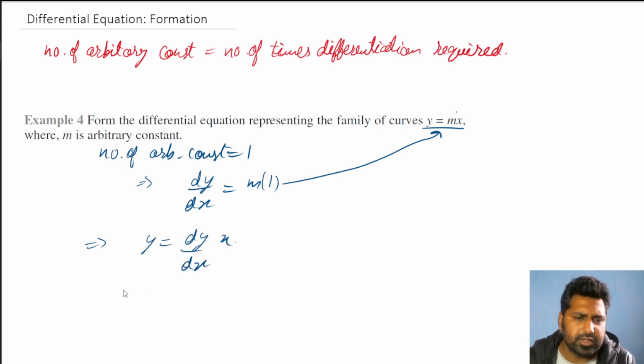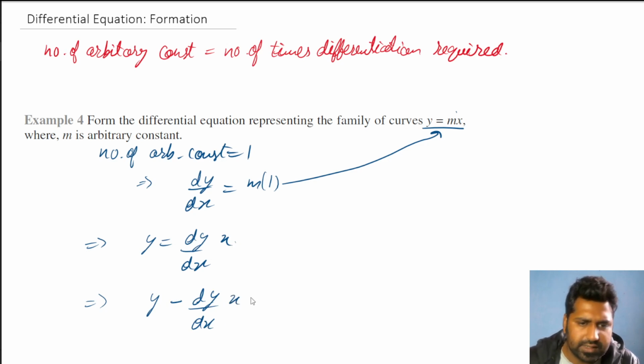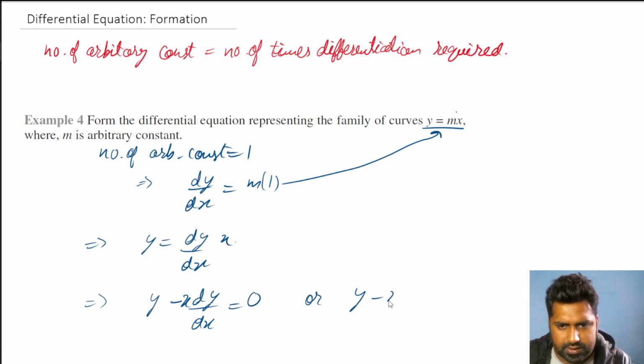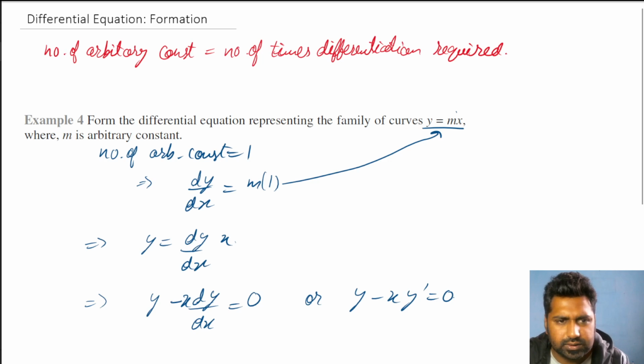Now this is the differential equation, or what you can do if you really want to make it look like a differential equation, you get this thing on the left, y minus x dy by dx is equal to 0. Now it looks like kind of a differential equation. You can use the notation of y dash also. From now onwards I'll be using the notation of dash. Okay, y minus x y dash equal to 0. It's easier to write like that.